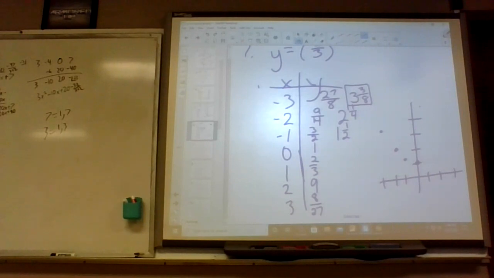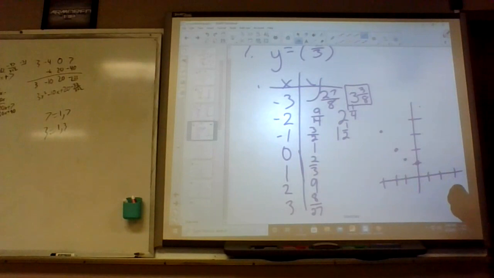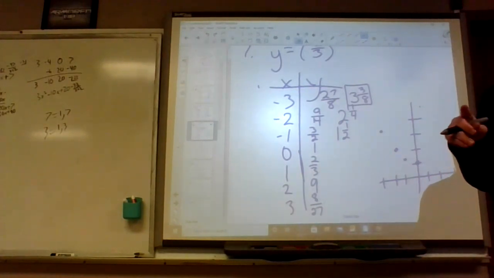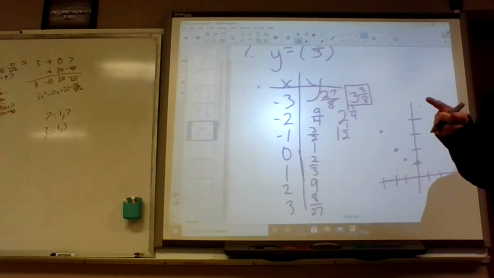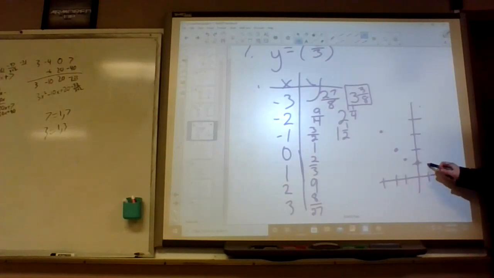What point have the first 3 problems had in common? 0, 1. Because anything to the 0 is 1, right? That's going to change on number 9 because we're not just doing 3 to the x, we're doing 3 to the x times 2, so it's going to be a little bit different. Let's see, 1, 2/3, right about there.